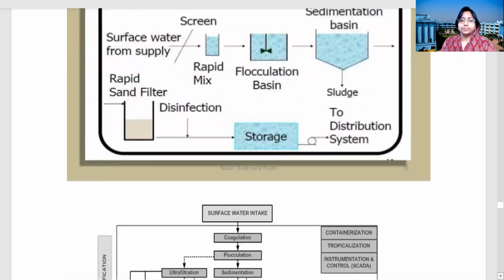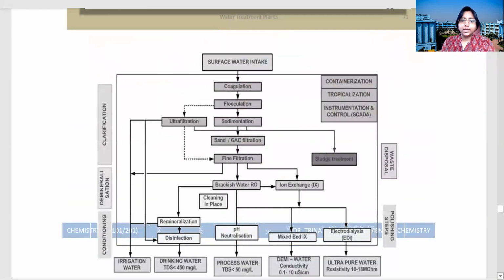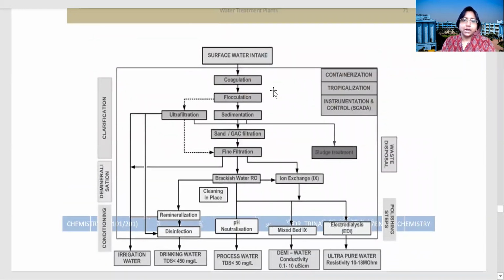Here you can see elaborately the surface water treatment steps: coagulation, flocculation, sedimentation, sand filter, fine filtration. Then we are getting the water. And this brackish water can go to RO, then ion exchange. Okay, those are all the procedures.